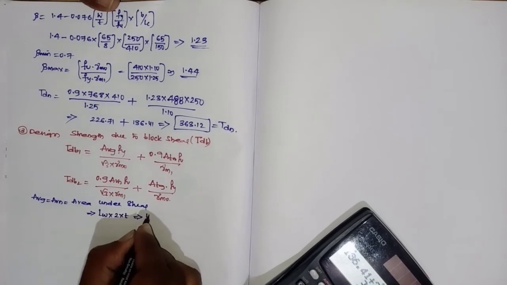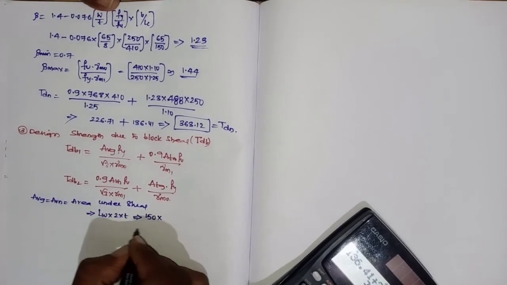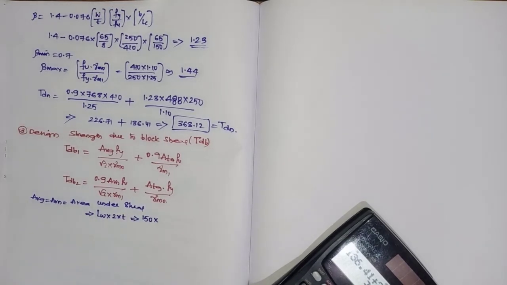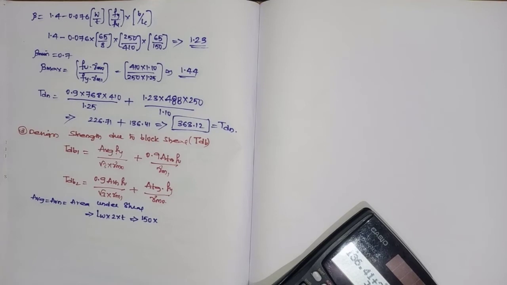So length of weld is given as 150. Sometimes they won't give this one. You have to design the welded connection, and from the length you obtain for the side weld, that you have to consider. Okay, in this problem they have mentioned the length of weld. If it is not mentioned, what you have to do? You have to first design the length of welded connection and then do the problem.